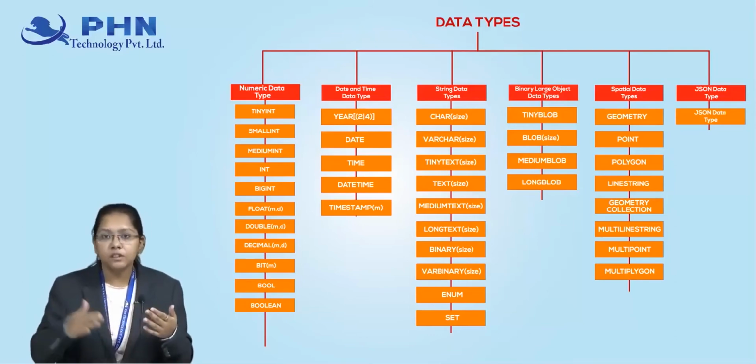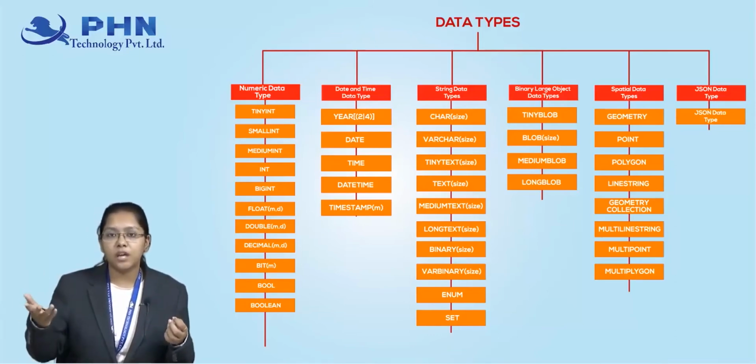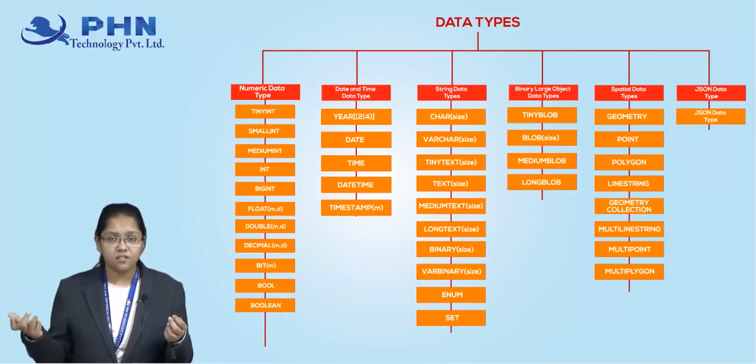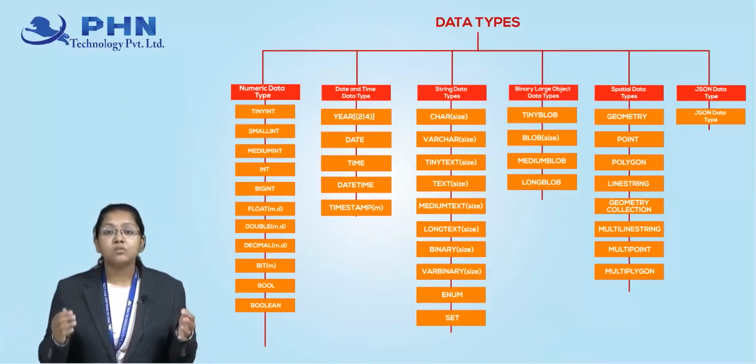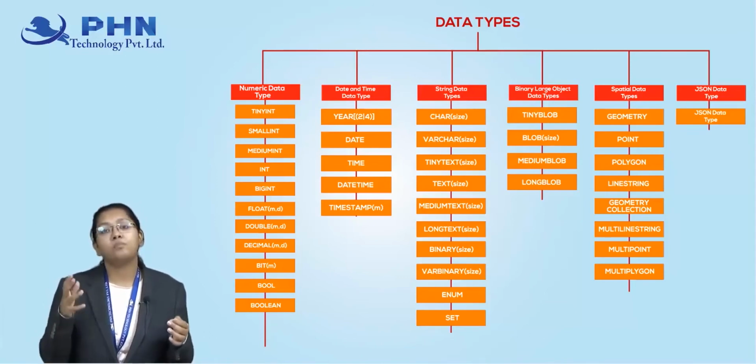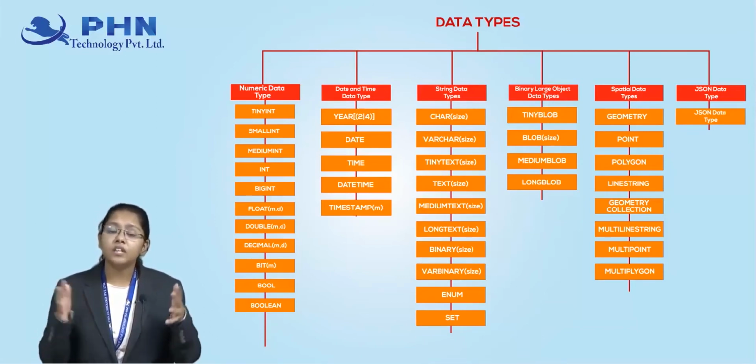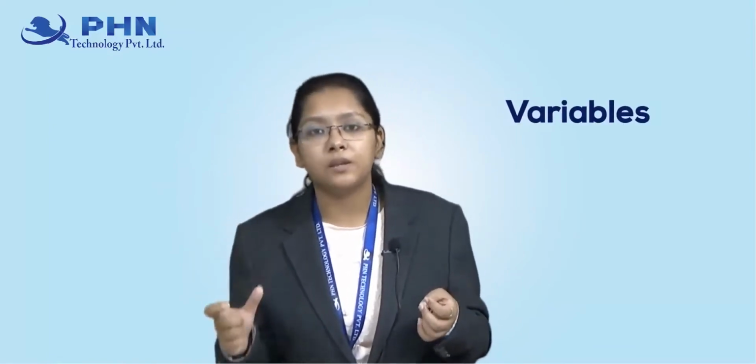There is no type in this JSON, like in string we had varchar and char, etc., right? But JSON itself is a data type. Okay, so these many are the data types of your MySQL. Now this was combinedly your data types. Similarly, we have a concept of variables now.